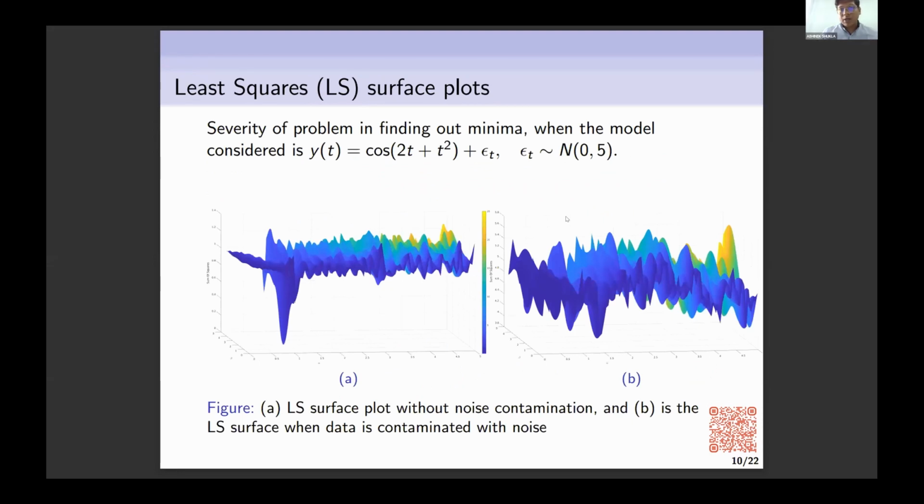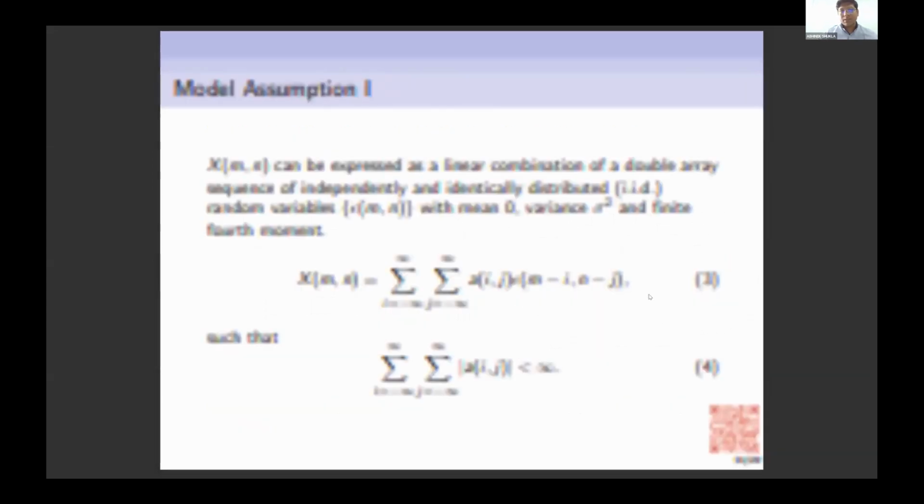Since we have simplified our problem into a one-dimensional chirp problem, let us look at the severity of finding minima of this sum of squares. We can look at the least squares surface in part A when there is no noise in the data. There is a very clear optimum there, but in part B, when we contaminate the data with IID normal 0.5 noise, we can see that ambiguity is created in the peaks.